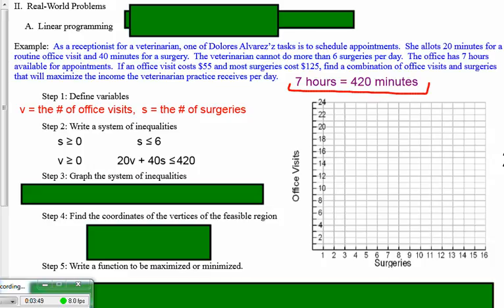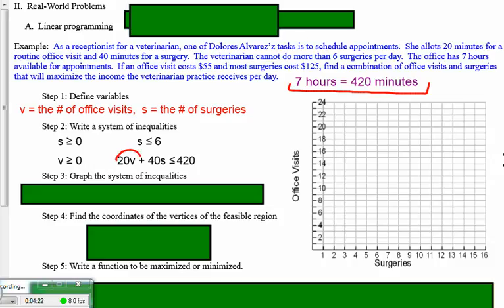The last one might have been the more difficult one to find out. We'd say 20V plus 40S is less than or equal to 420. Now, where did that come from? Well, the 20V part is for every visit, every regular office visit, that's going to take 20 minutes out of their day. So 20 being the minutes times however many visits there are, that's how much time they spent just doing the visits. So this part was the time for visits.